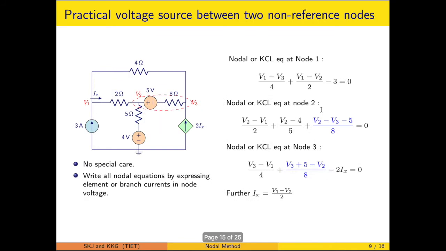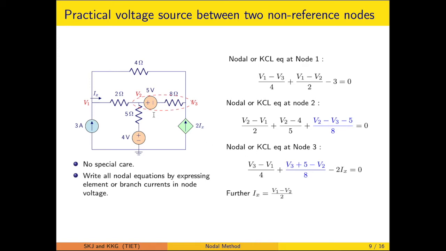Now the next case is the practical voltage source between two non-reference nodes. So you see the same circuit with a modification. Here we have the two non-reference nodes, node 3 and node 2. There is a practical voltage source having 5 volt as a supply and 8 ohm as an internal resistance connected. So this is connected to the third node, and this is also connected to the second node. So these two equations are going to be modified.